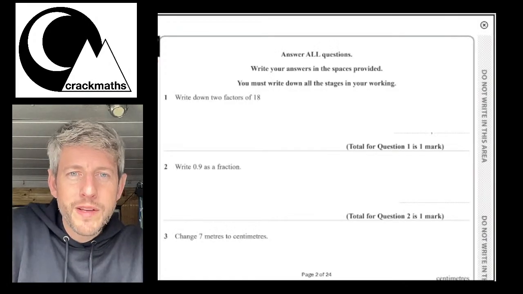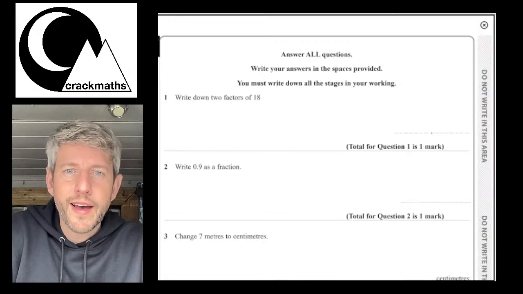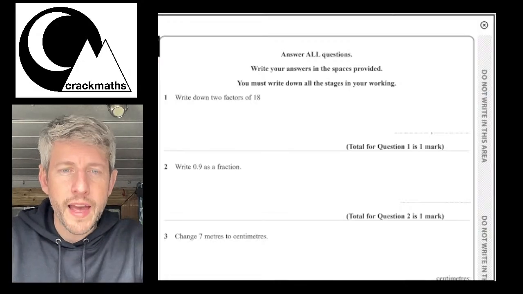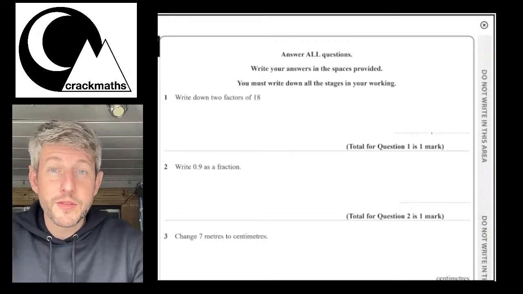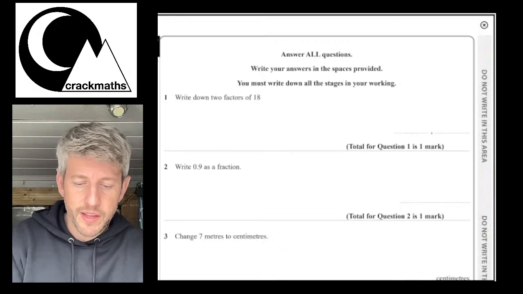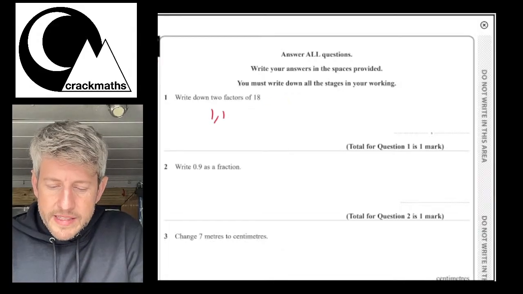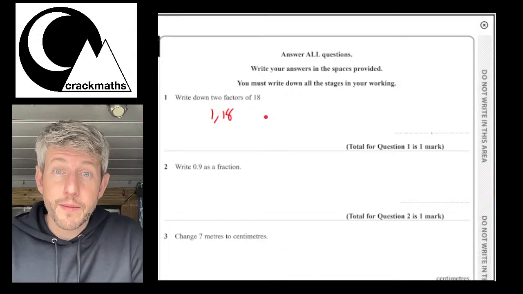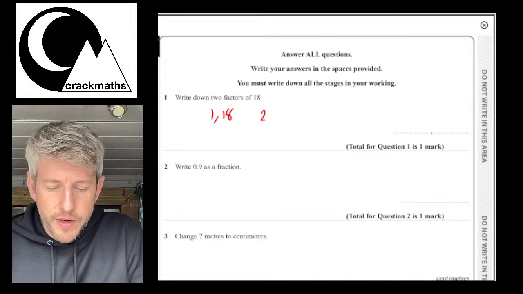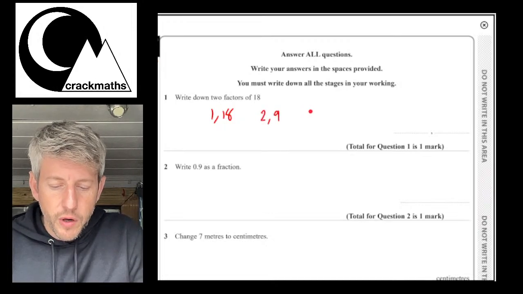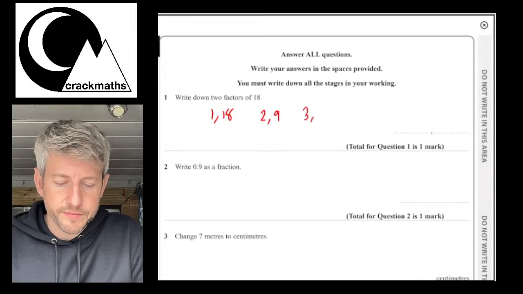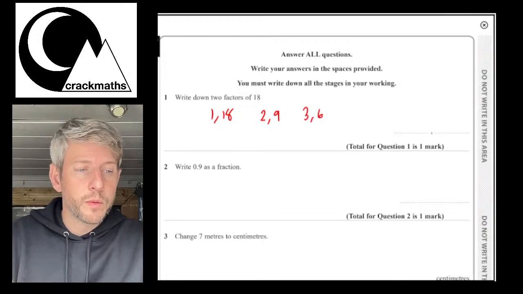So here we go, we've got question 1, and it says, write down 2 factors of 18. Factors mean the numbers that multiply together to make 18. So with 18 we have 1 and 18, because 1 times 18 makes 18. We've got 2 and 9. We've got 3 and 6. And that's it all.